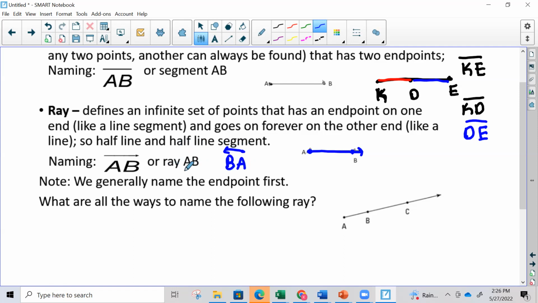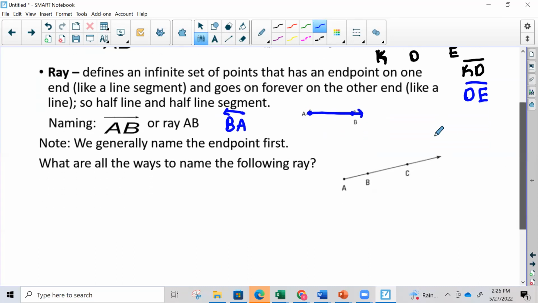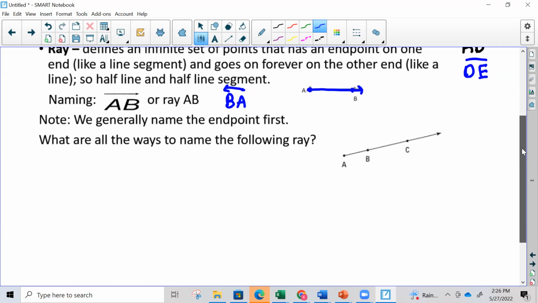You can also write ray AB, but again, when you write this, the endpoint has to come first, and then another point on the line in the direction that the line is going. So we generally name the endpoint first. If you're not writing out "ray" and you're putting the symbol, you can do the reverse order, but then the arrow also has to be in the reverse order.